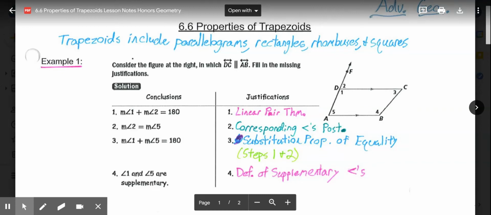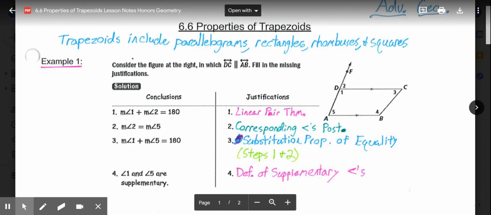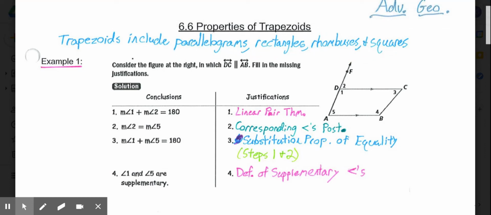Welcome to lesson 6.6, Properties of Trapezoids. As we keep moving down the hierarchy of quadrilaterals, you want to keep in mind this idea that trapezoids include parallelograms, rectangles, rhombuses, and squares. So if it's true for a trapezoid, it's going to be true for those four other figures.